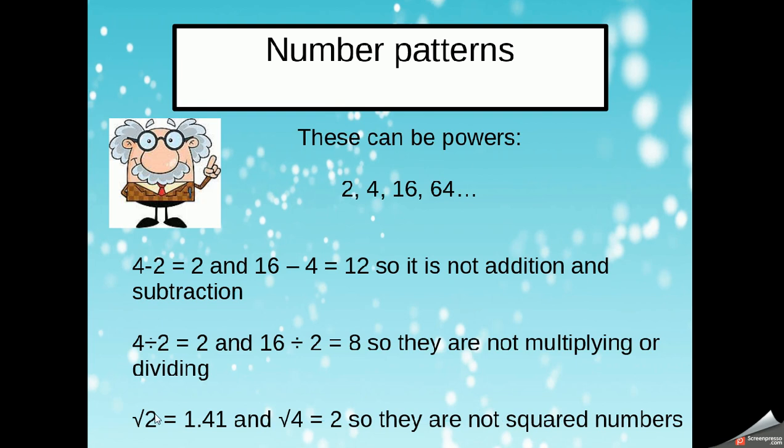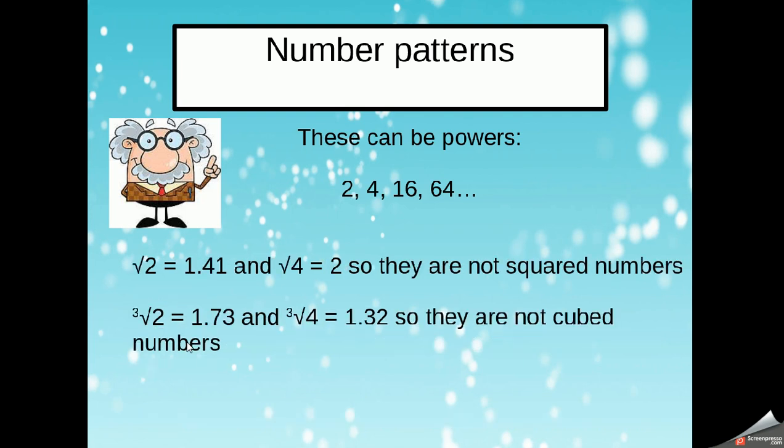So we try the square roots. The square root of 2 is 1.41. The square root of 4 is 2. So they're not square numbers. The cube root of 2 is 1.26 and the cube root of 4 is 1.59. So we're not dealing with cube numbers. We've run out of options here.